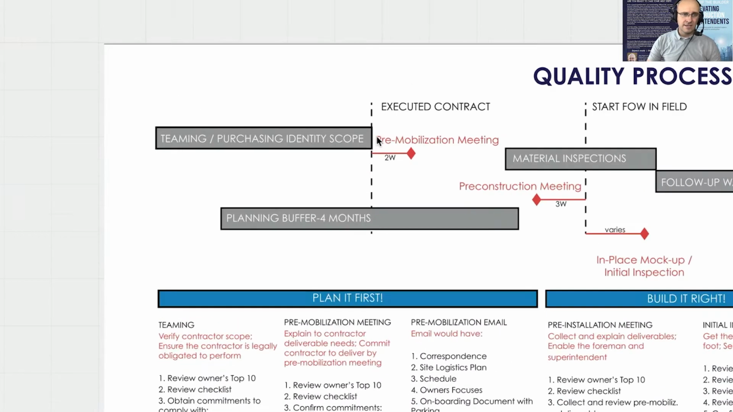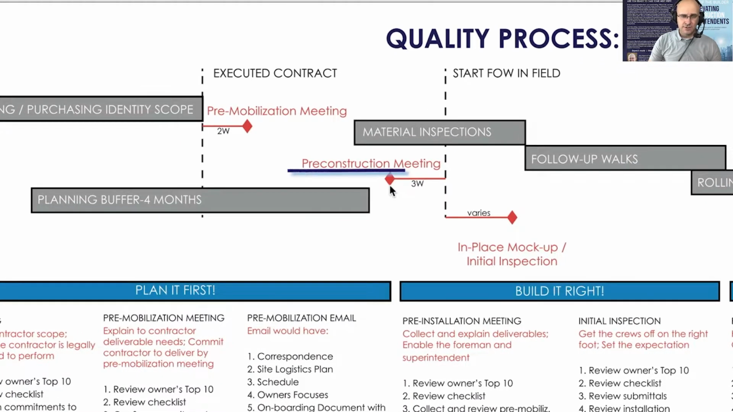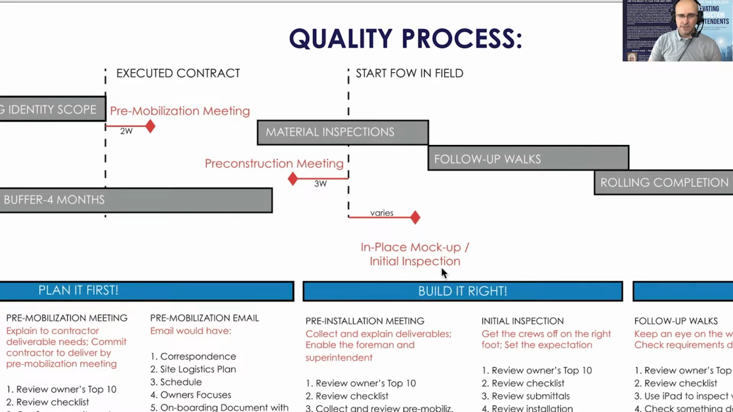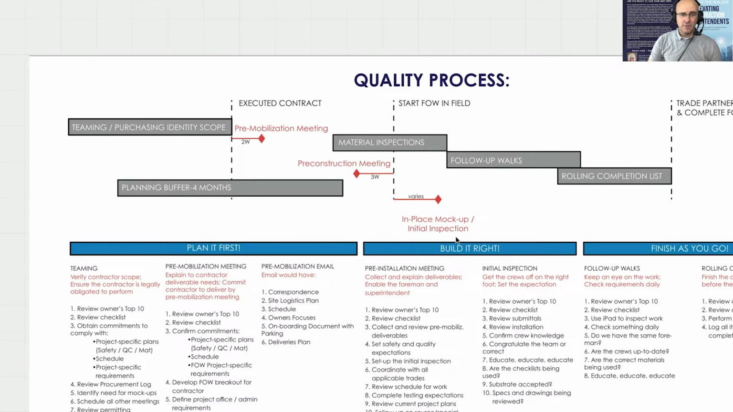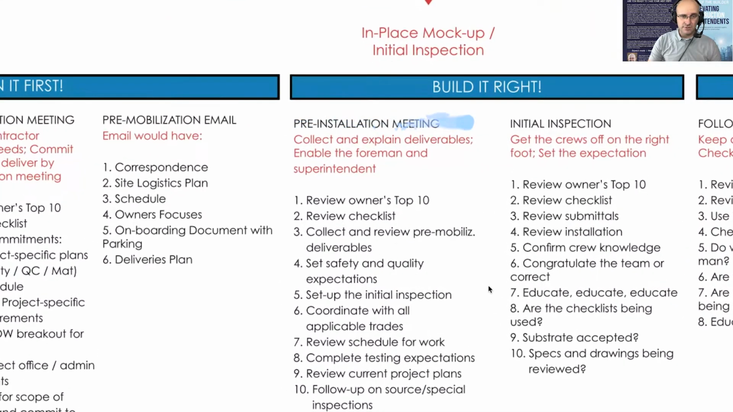Now, when you have an executed contract, the project team should immediately let the trade partner know what's expected, so that 3 weeks ahead of work starting, there can be a pre-construction meeting or a pre-activity meeting or a pre-work meeting or whatever you call that, pre-mobilization meeting. But that is to prepare the superintendent and the foreman and to make sure all expectations are absolutely clear. Then when the work starts, you have an in-place mock-up or an initial inspection. How do you have that initial inspection? Well, let's go ahead and cover that, and I'm only going to focus on the pre-installation, pre-construction meeting today.